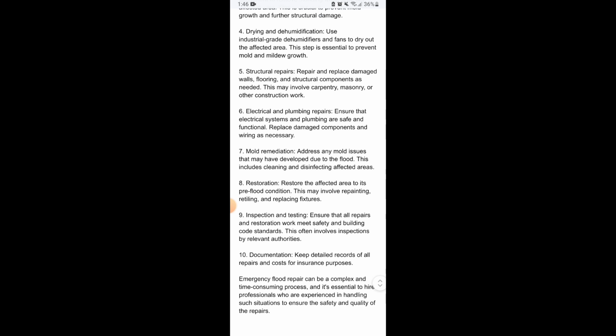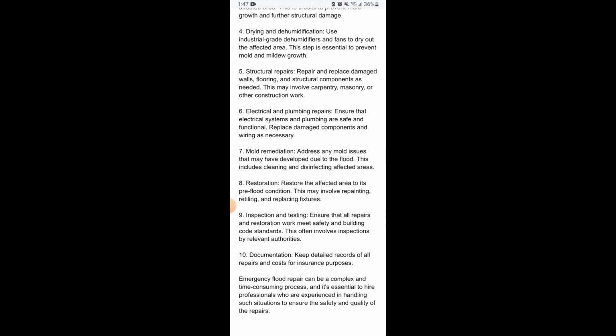Step number seven, mold remediation. Address any mold issues that may have developed due to the flood. This includes cleaning and disinfecting affected areas. Step number eight, restoration. Restore the affected area to its pre-flood condition. This may involve repainting, retiling, and replacing fixtures.